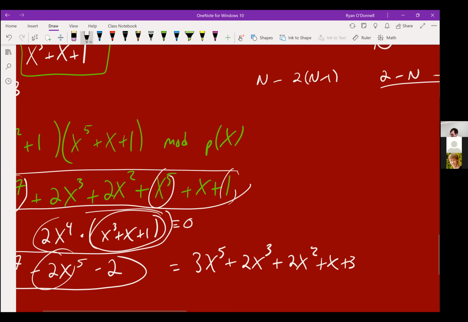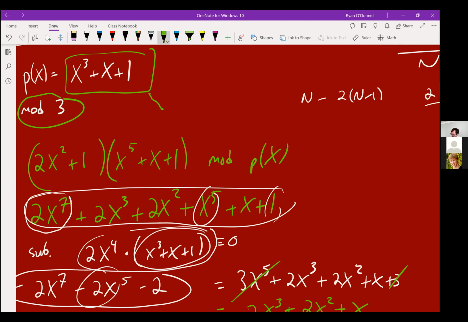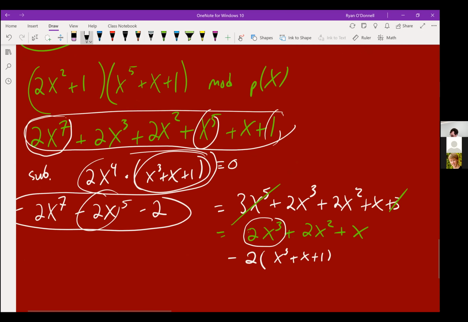All along I'm also going mod 3, so that's 0, that's 0. And so I got down to 2x cubed plus 2x squared plus x. Then I'm still not done, because I've still got x cubed plus x plus 1 being 0, and it would be effective to subtract off another multiple of that. Looking at the top term, I'll subtract off 2 copies of x cubed plus x plus 1, and I'll get something that's still congruent to the original thing.